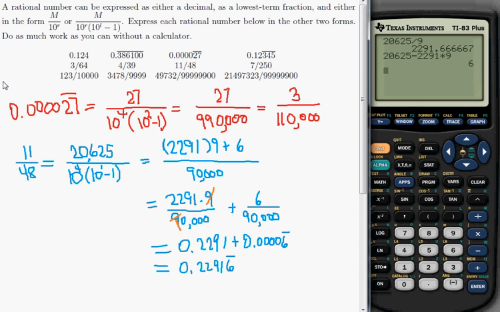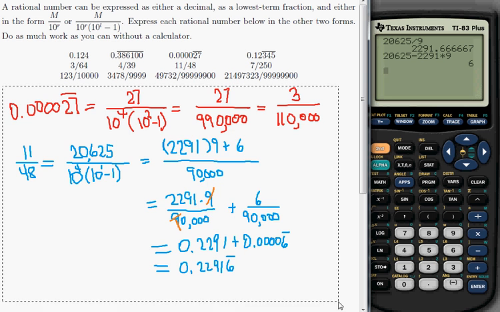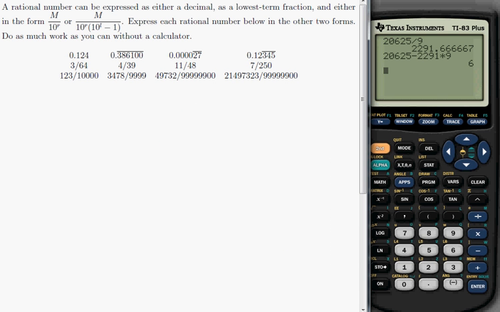Okay, lastly we have, clear off some space. Lastly we have the fraction 49,732 divided by 1, 2, 3, 4, 5, 6 9s, and then followed by 2 zeros. So 99,999,900. Okay.